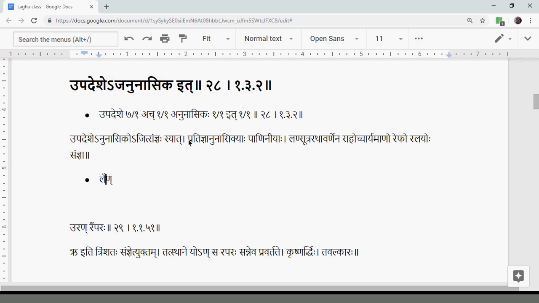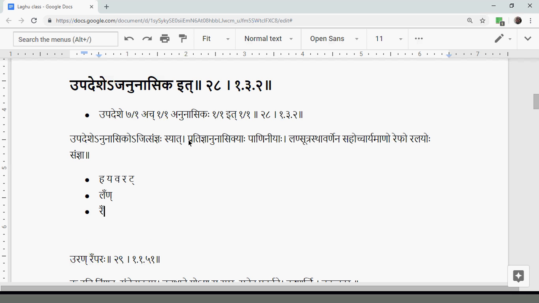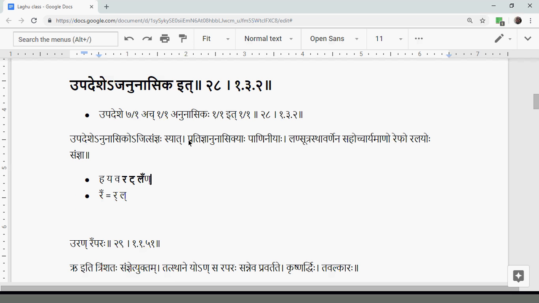In the lan sutra, along with this a, the repha which is pronounced, what is repha? Ha, ya, va, rat, then lan. These are the sutras, right? So he says this repha which is pronounced along with this akara, you will get ra. This ra is equal to repha, and la. Starting from here, this takara is an it letter. Starting from here till this la, this is the sutra hayavarat run lan, so I'll put them together.